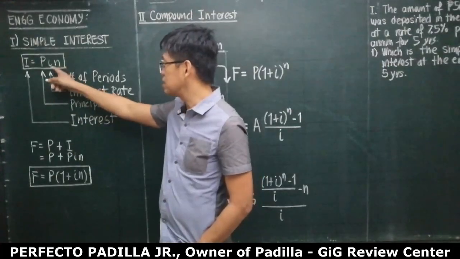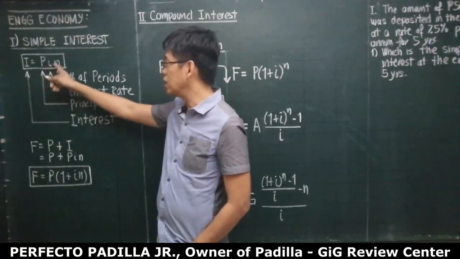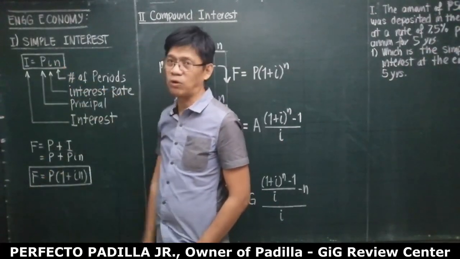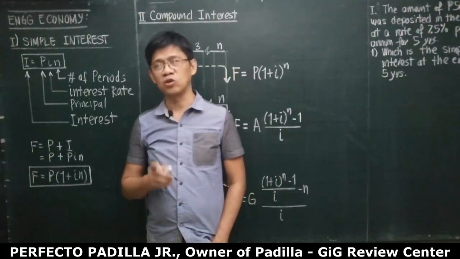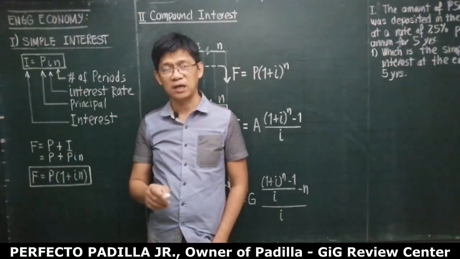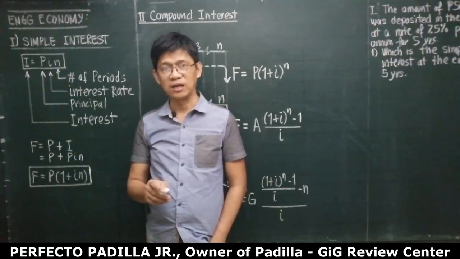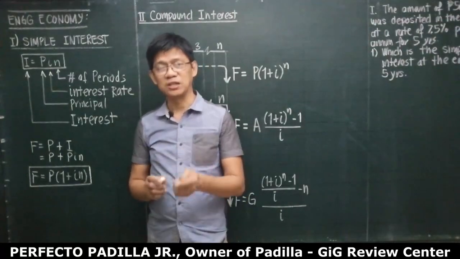Kung ito months, dapat ito per month. Kung ito years, dapat ito per year. Kung ito ay quarter, dapat ito per quarter. Pag ang unit ng i hindi binigay sa atin, automatic yan. It is automatically understood to be per year. Maliwanag. So that must be automatically understood.